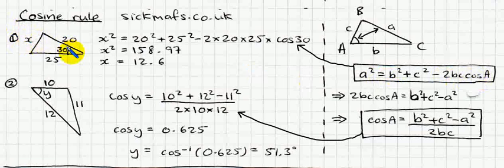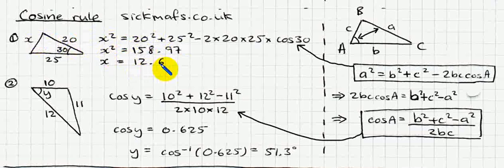So here's the side opposite the angle, so that's equivalent to my a. I'm going to say a squared equals b squared plus c squared minus 2 times 20 times 25 times cos 30. It doesn't matter which one I call b, because b and c are interchangeable. Once I've done that line, it gives you what x squared is equal to. x squared equals 158.97, so x is the square root of that, which is 12.6 to one decimal place.